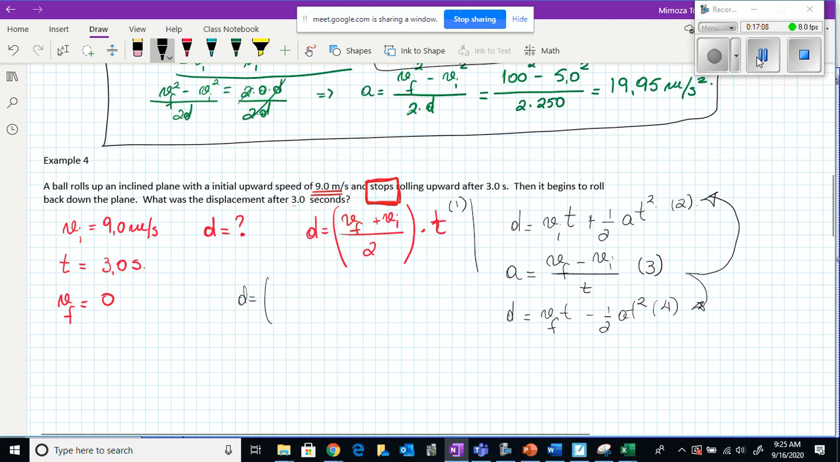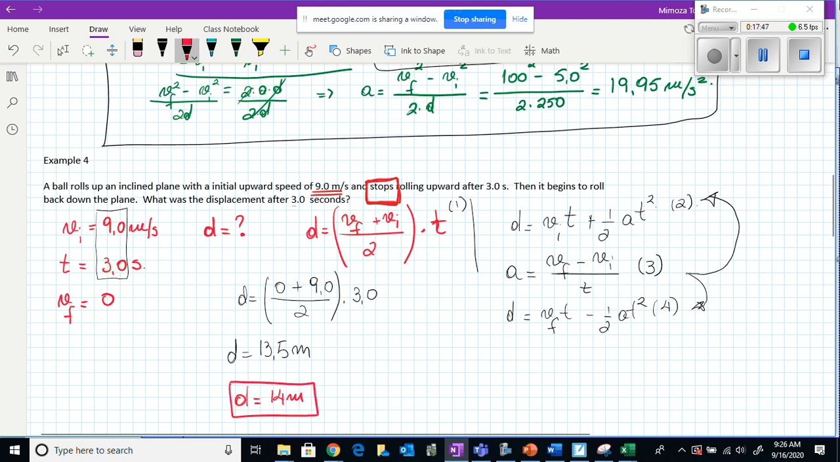Displacement is equal to 0 plus 9.0 over 2 times 3.0. So it is equal to, what is 4.5 times 3? It is 13.5 meters. The answer is in 3 significant digits, but what we have here as a given is only 2 significant digits. So the final answer will be displacement is equal to 14 meters.